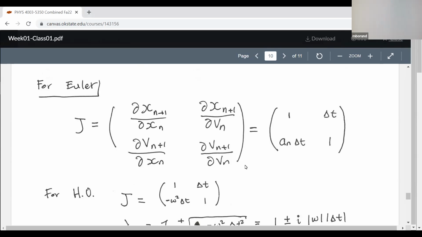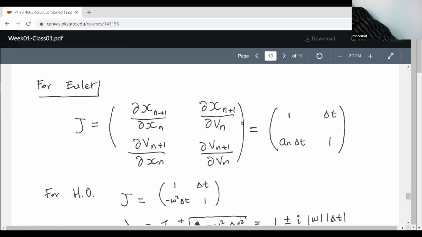So let me do the following because we have a similar problem in your homework. We're looking for this Jacobian, right? And the definition is right here. You take the derivative with respect to xn of whatever this is, and the derivative with respect to bn of whatever this is. You do the same for the bn plus 1, and there you go.